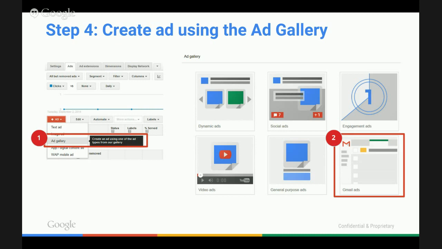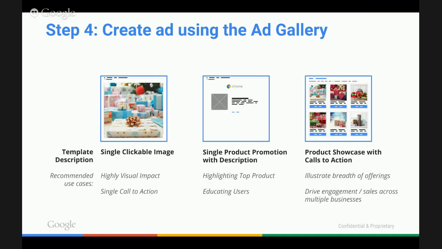Under Ad Gallery, you would be able to see a new type of format, which is Gmail ads. Click on that, and then you would be able to choose from 3 different templates that are already prepared and ready to use. Choose the one that best describes your product. One of them can be a single clickable image, as well as a single product promotion, or multiple products if you would like to advertise a few of those. It's always good to advertise special kinds of promotions, special ideas, because those are the ones that people are more willing to click on and that grab their attention.